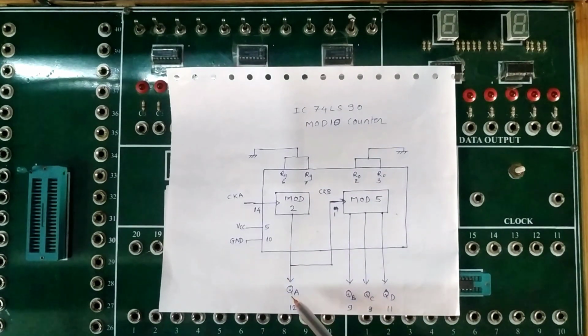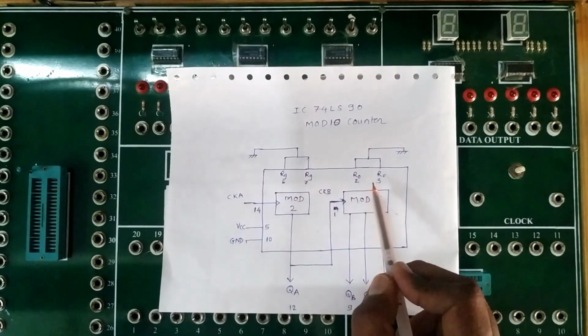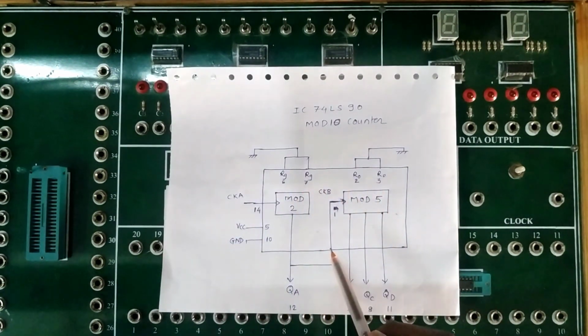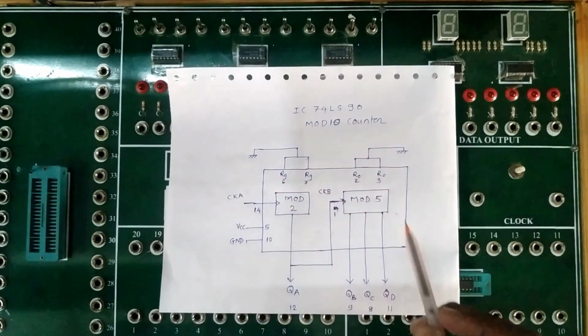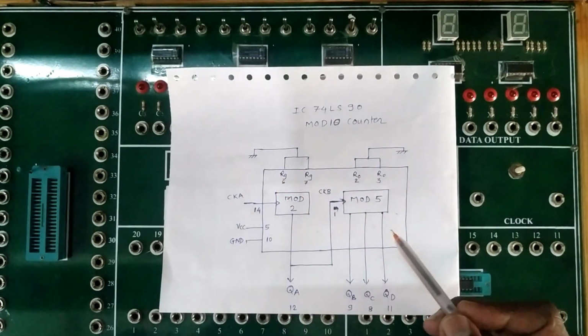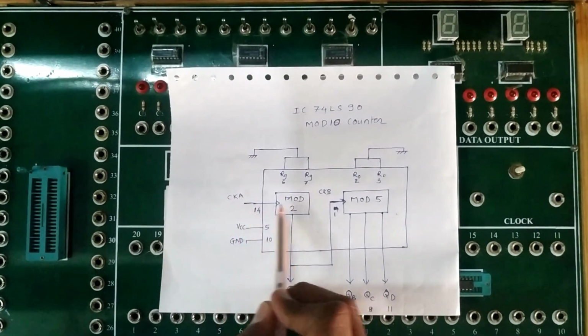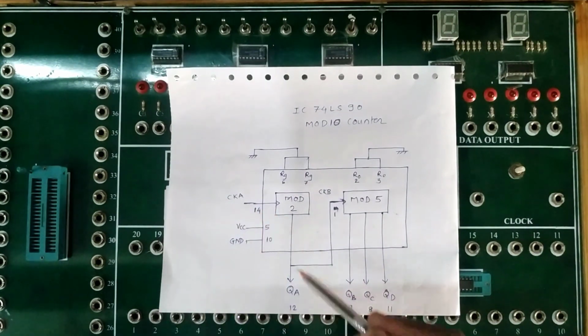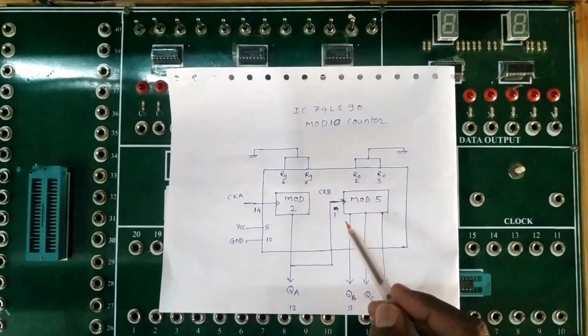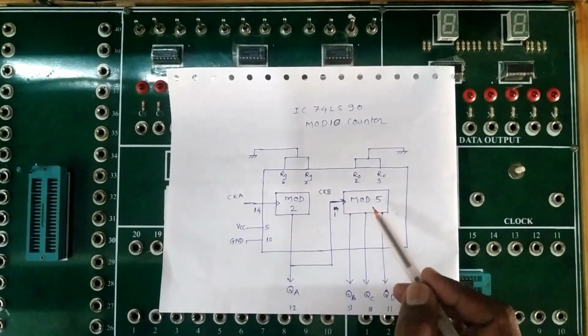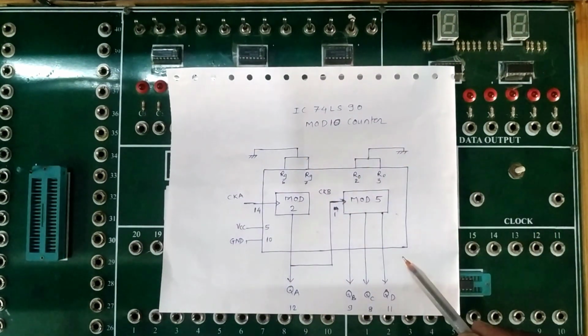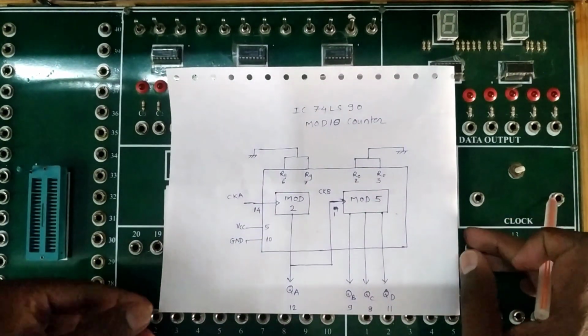It has 4 outputs QA, QB, QC, QD. There are 2 set pins as well as 2 reset pins. So we are going to connect them to ground to show the total 10 states. This CKA is nothing but the external clock, that is pin number 14, and this output of first flip-flop will act as clock input of next flip-flop, as this IC is an asynchronous counter IC. Now we'll do the connections as per this diagram.